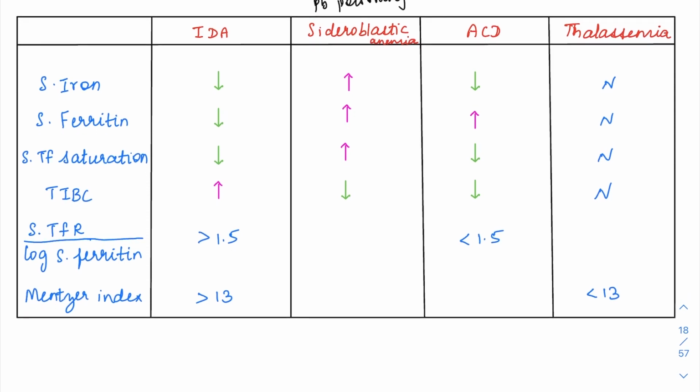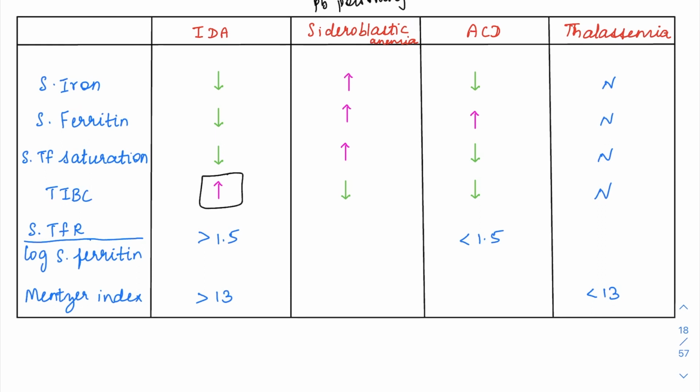So if you see, the serum iron is going to be diminished in both IDA and anemia of chronic disease, while in sideroblastic anemia, iron, ferritin, and the serum transferrin saturation are going to be elevated. So the only condition in which TIBC is going to be elevated is iron deficiency anemia.